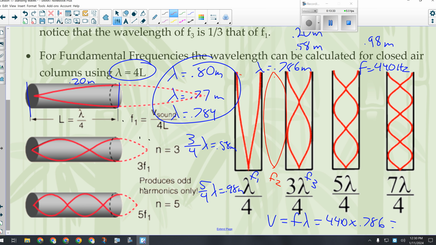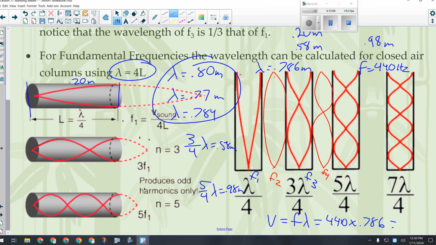But at F4, I have a node at the top again. I'll have a full wavelength in the tube, but I won't hear anything. Is that sort of making sense? So the limitation of a closed air column is that it only resonates at every other harmonic. It can't resonate at the even numbers because there's a node at the top.